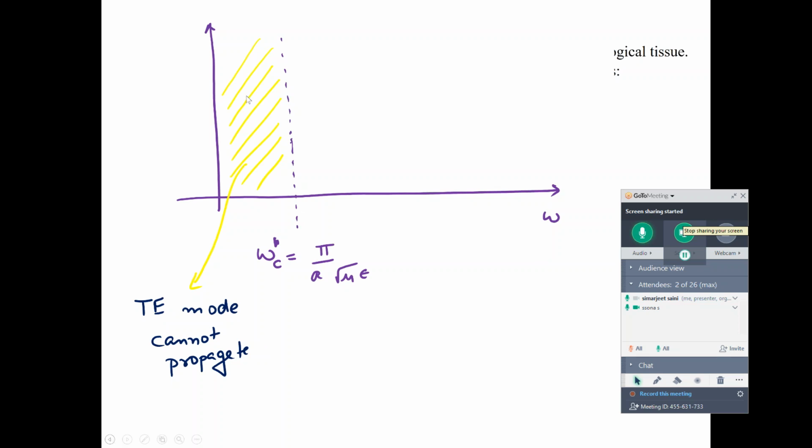So below this frequency, there is absolutely no solution possible. There is no propagation of electromagnetic wave happening. TE mode cannot propagate. And tomorrow when we look at the TM mode, you will notice that the TM mode can also not propagate in that region. So in this region, the TE mode cannot propagate. There cannot be any electromagnetic wave which can go through that.